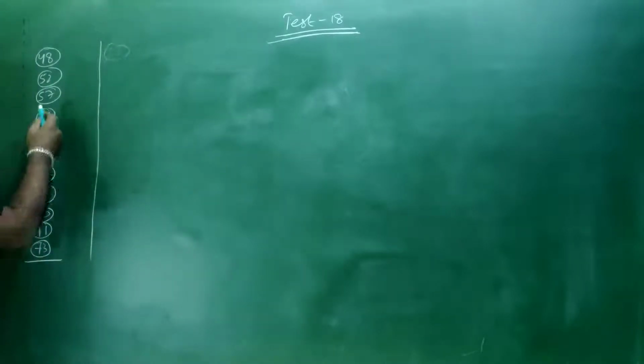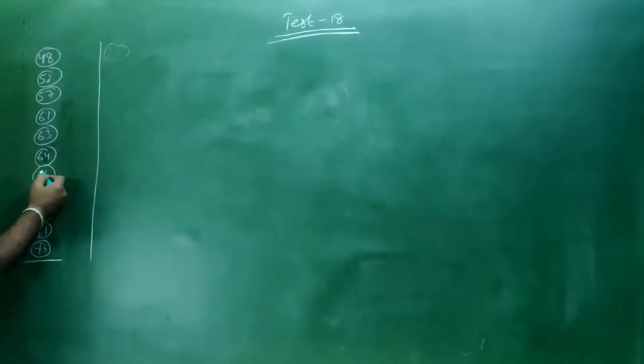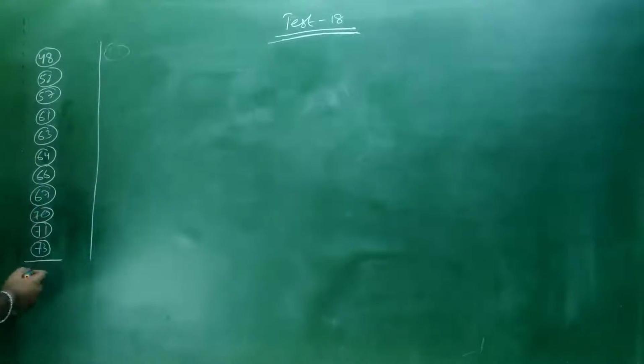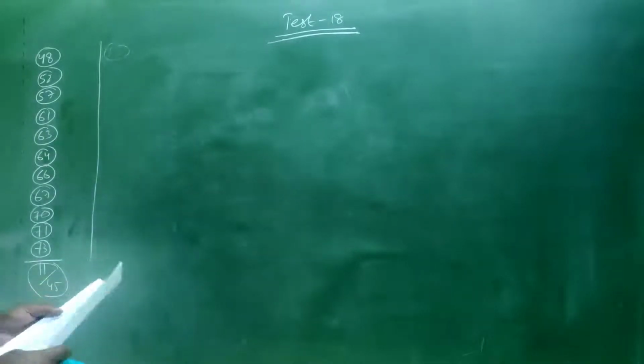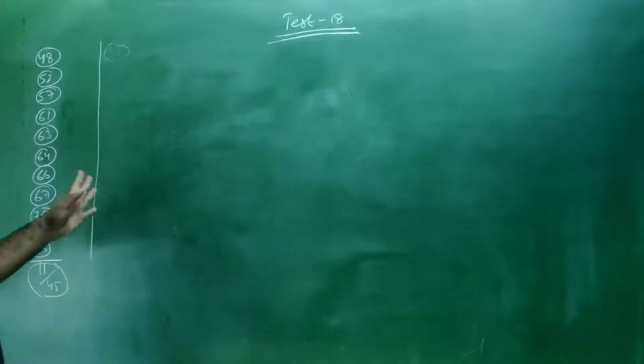The total number of doubts is 1, 2, 3, 4, 5, 6, 7, 8, 9, 10, 11. Total is 11 out of 45. So this many doubts you have asked in test number 18. The topic was chemical equilibrium, and even though this is an easy chapter, you have asked a number of doubts. It reflects that you are not doing proper practice, or you might be feeling some difficulties.